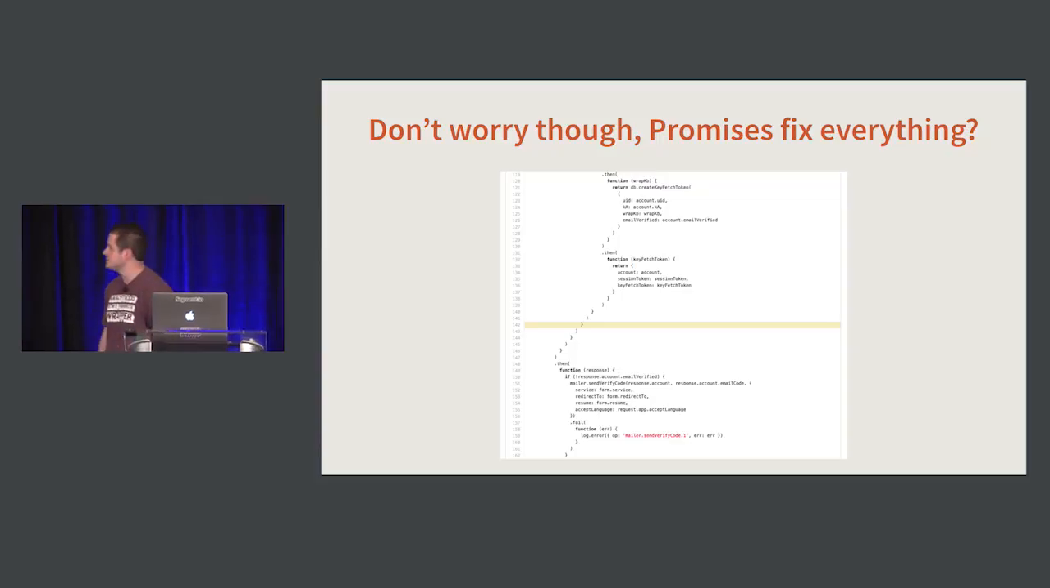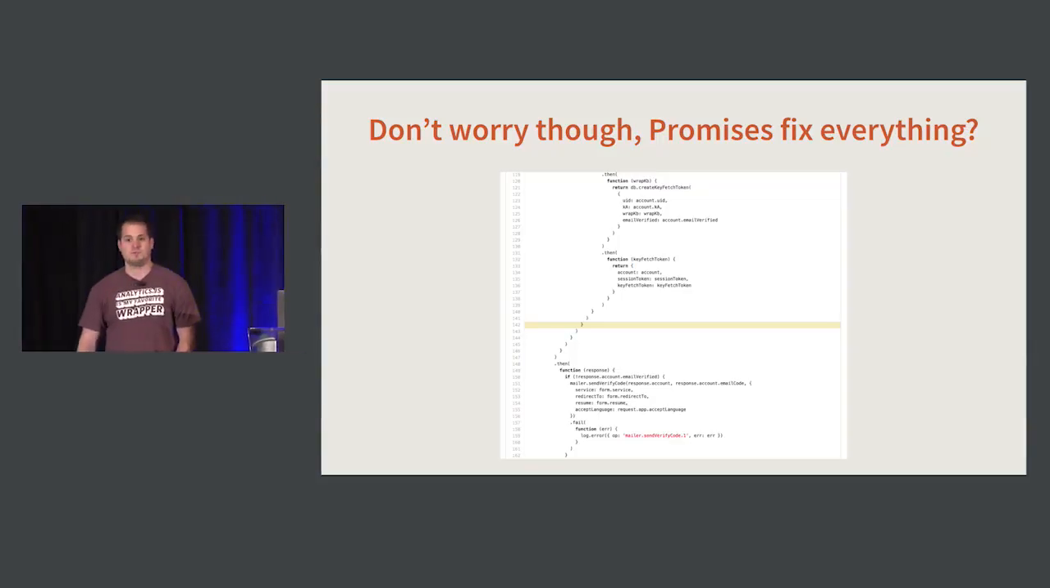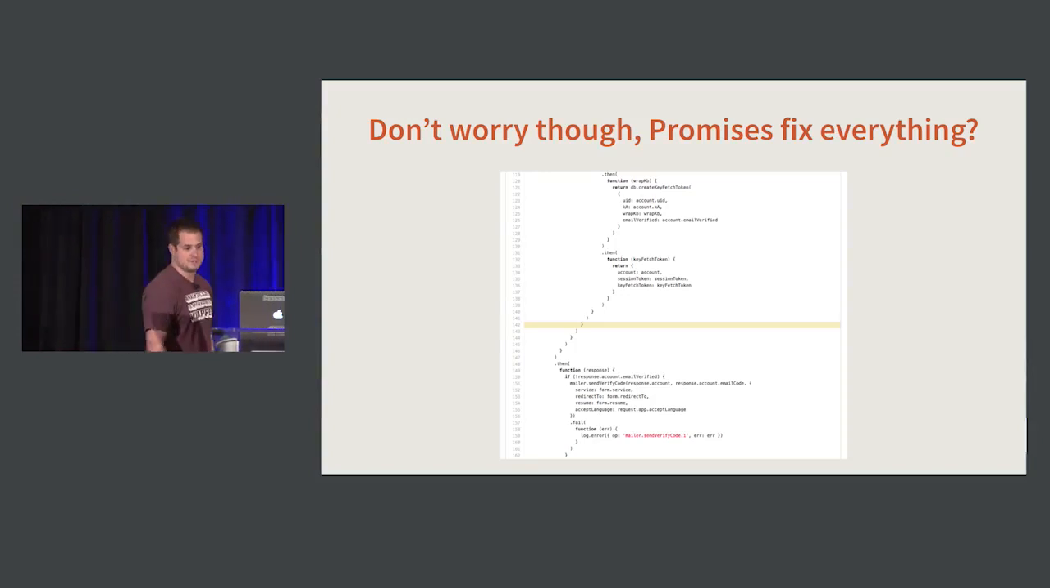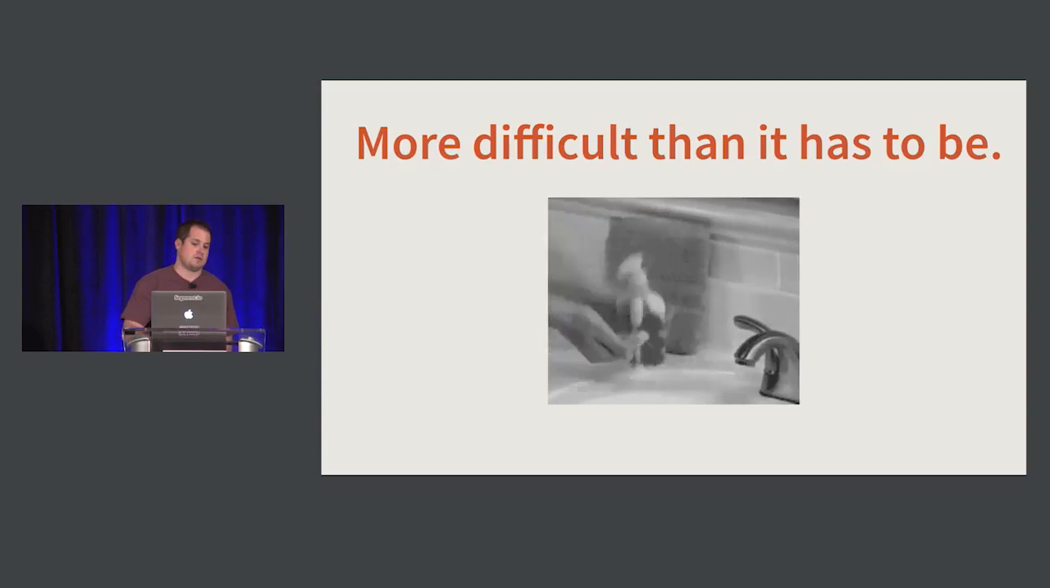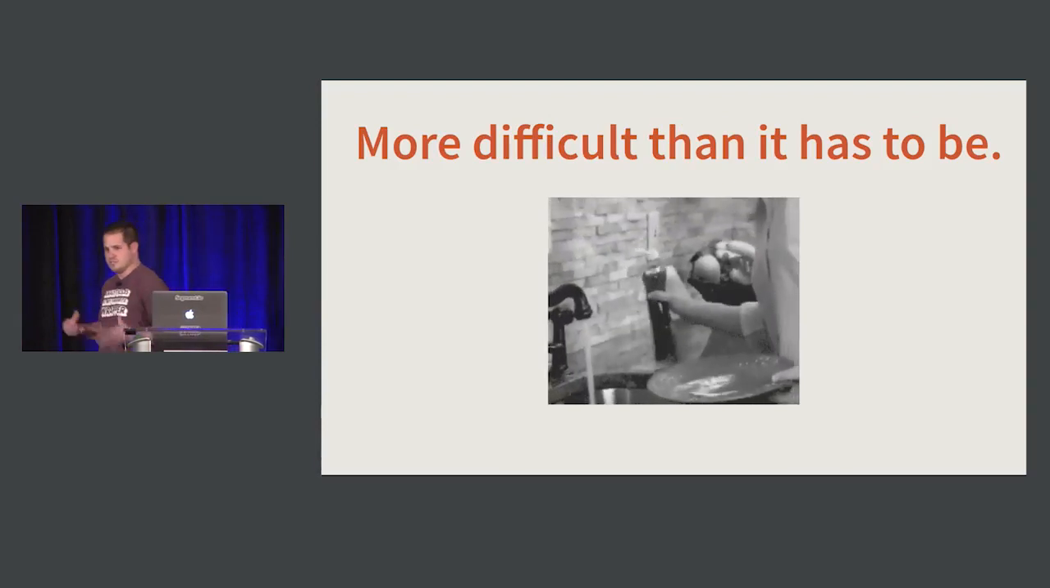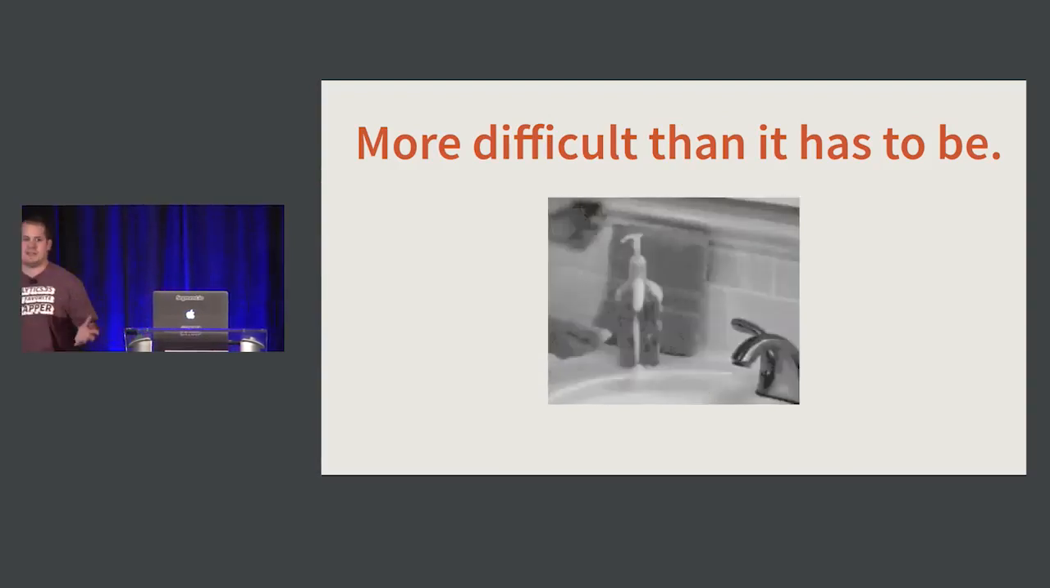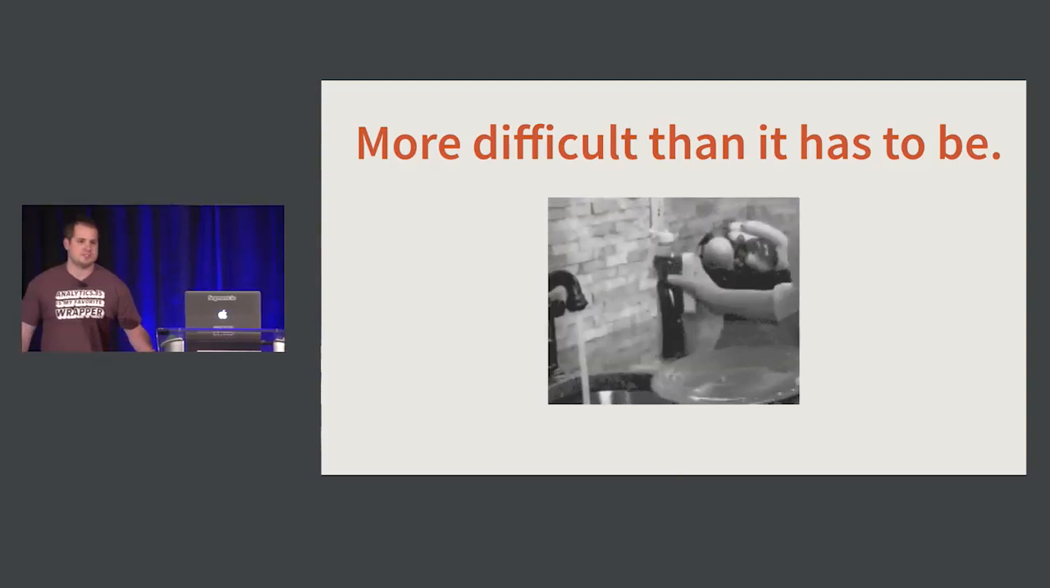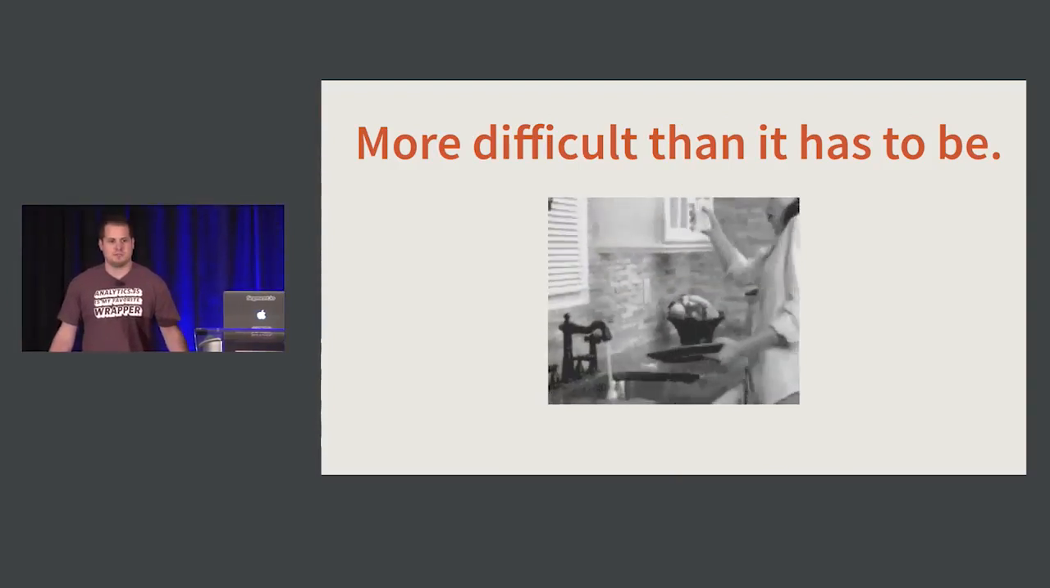People say you're going to fix it with promises, but we can see this application with promises. It's just a pyramid of promises instead of callbacks. And that kind of sucks too. When you put this all together, you're doing this balancing act of all this coordination, and it just seems like it's a lot harder than it has to be.